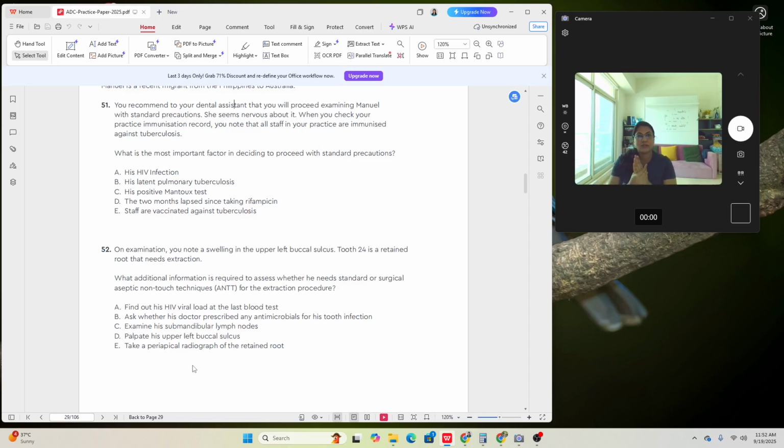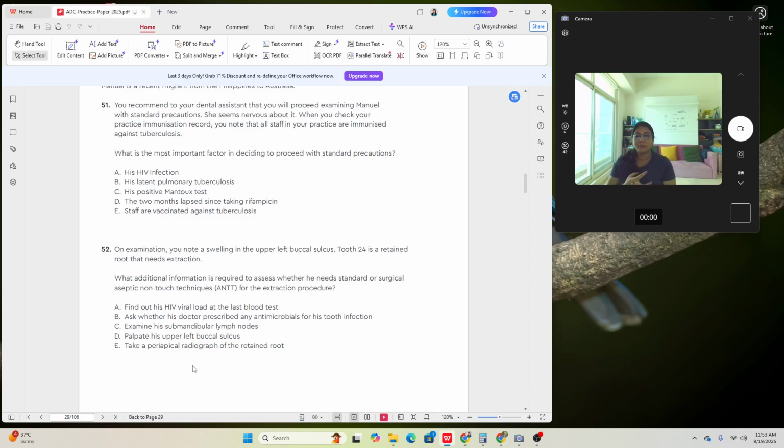The only decision to go surgical or non-surgical would be made by the anatomy of the root and root itself. Other factors have got absolutely nothing to do with it. So finding out his HIV viral load is not going to help you. Ask whether his doctor prescribed any antimicrobials for his tooth infection. Again, how is that gonna make you decide whether you're gonna go for surgery or not?